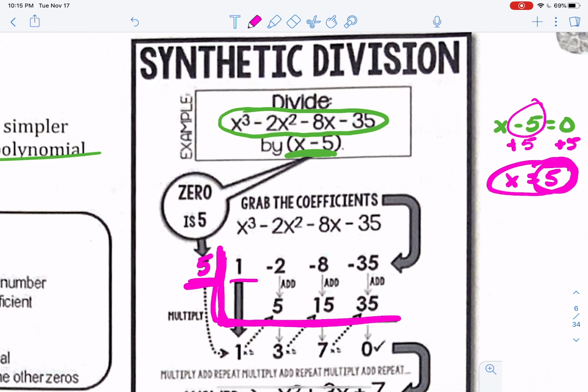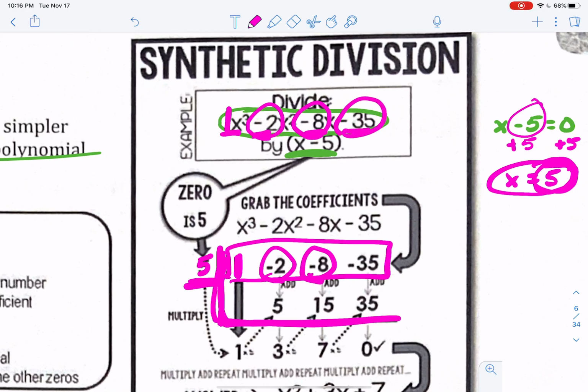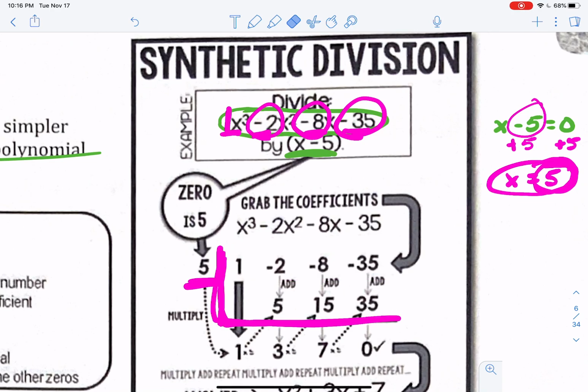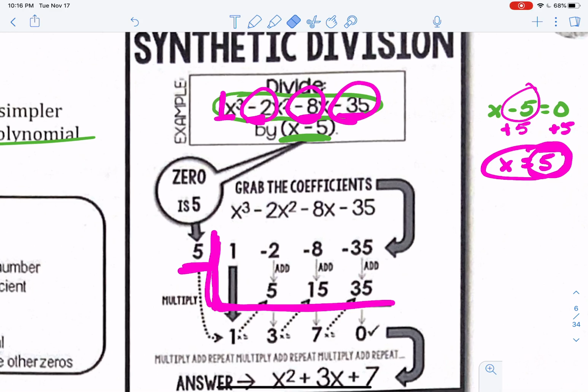Then the numbers that I want to start with over here are the numbers that come from the numbers in front of the x's. These would be like A, B, C, and D if we were writing it out. The number in front of the x cubed is 1, so that's where this 1 comes from. Then I have negative 2, negative 8 goes here, and negative 35 is my last number. So that's just to set it up and get it ready to go. We've got 5 on the outside, and then those coefficients all together. So we're ready to do our synthetic division, all set up and ready to go.